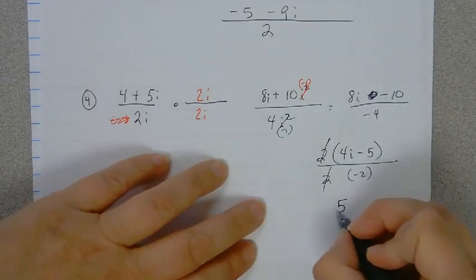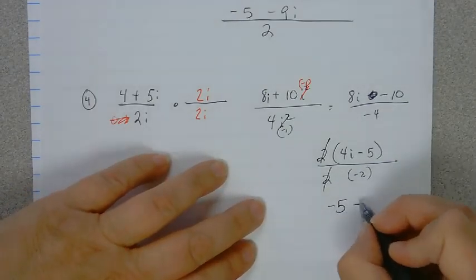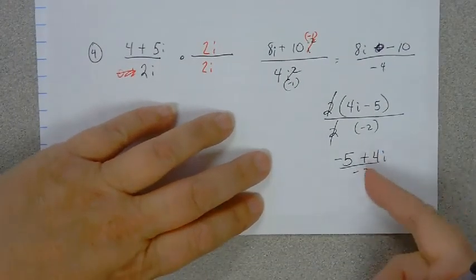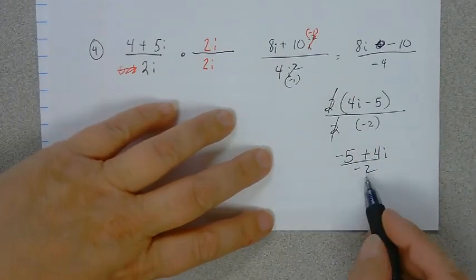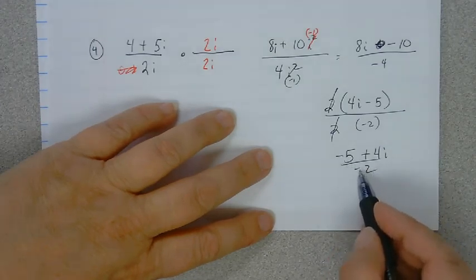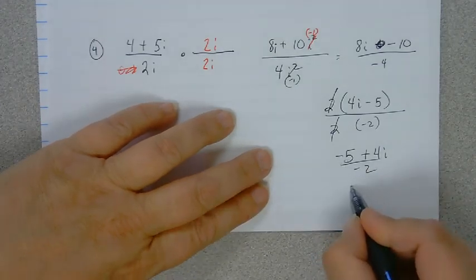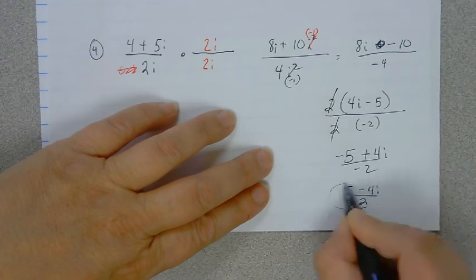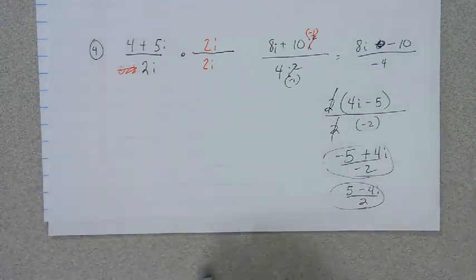Delta Math may ask you to write it like this, negative 5 plus 4i over negative 2. This would be a perfect answer. They may ask you to go ahead and take a negative out, and if they do, it would be positive 5 minus 4i over positive 2. These would both be correct answers, and I think they'll both be accepted.